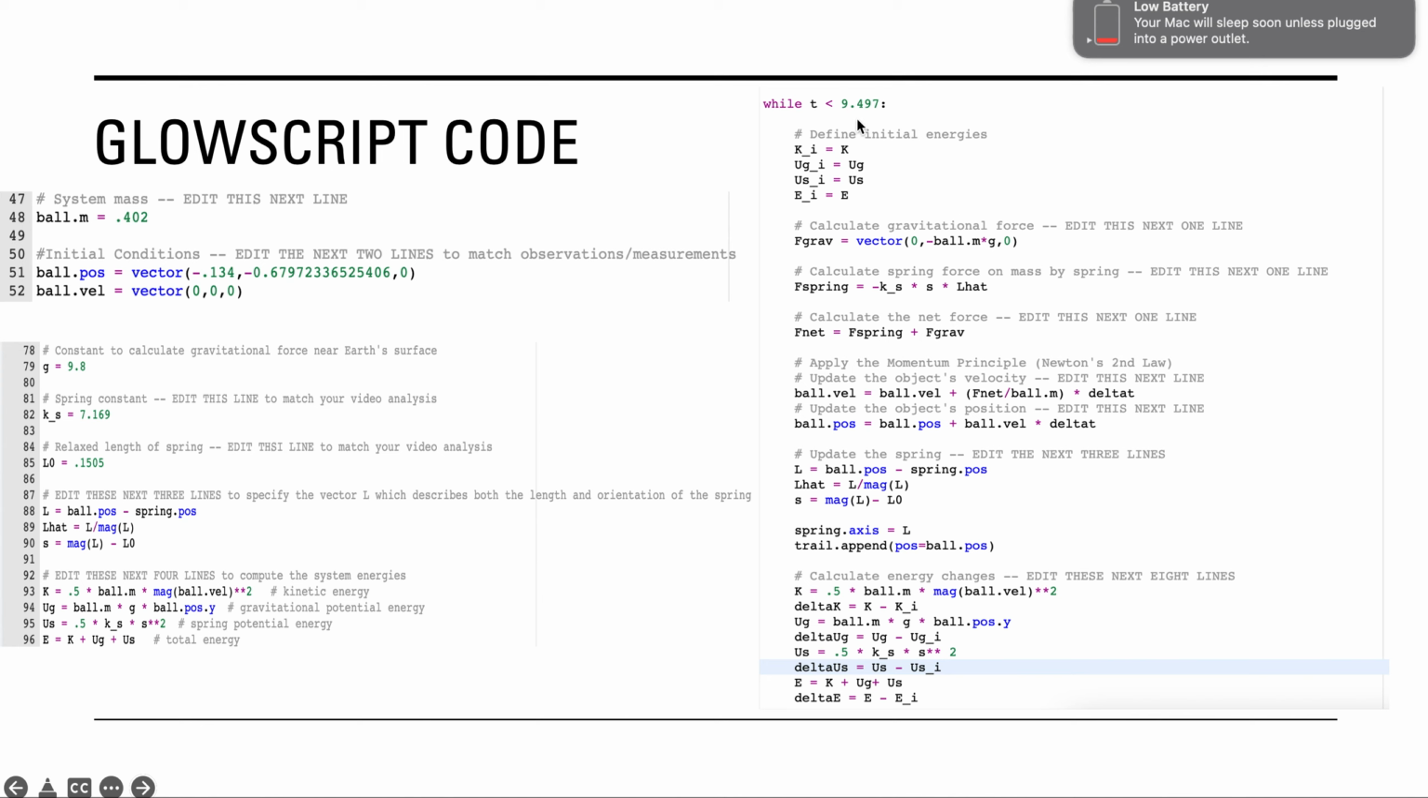So then I implemented the time found in the tracker, almost 10 seconds, to find the initial energies, and correctly calculated the spring force and gravitational force. And by adding these together, you were able to get the net force, which is then used for the velocity and position update method. And then we have to update the spring and finally calculate the last energy changes. And delta E is the energy minus the initial energy, which should always be 0.